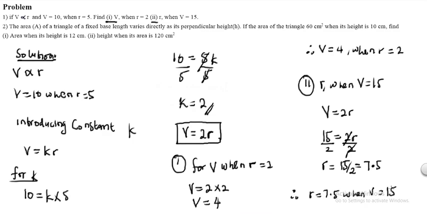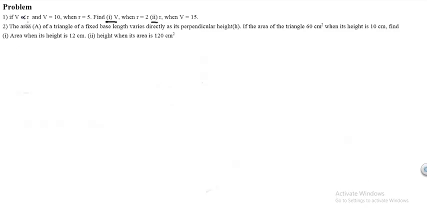So let's jump into the second example. And for the second example, we are told that the area of a triangle of a fixed base length varies directly as its perpendicular height. If the area of this triangle is 60 centimeters square when its height is 10 centimeters, find the area when its height is 12 centimeters, then the height when its area is 120 centimeters square. So let's write solution.